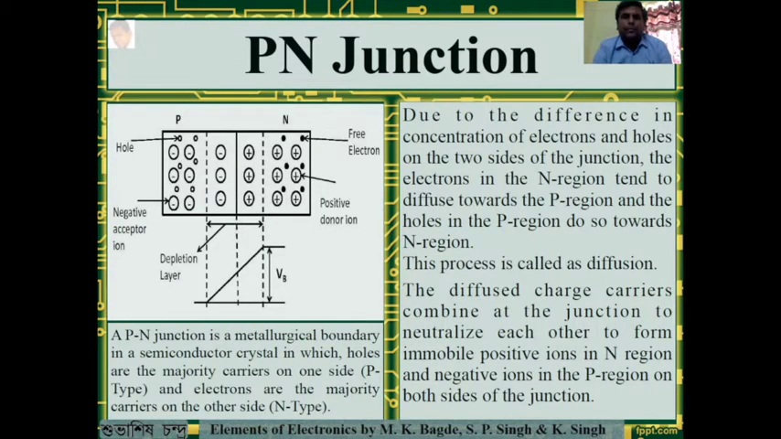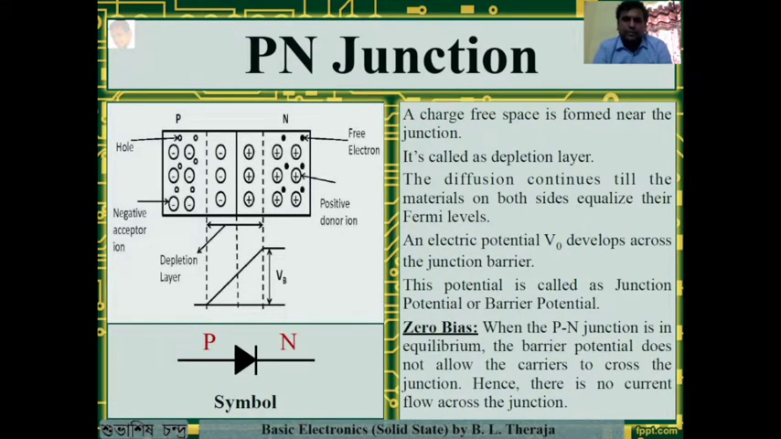Then if you join them and a metallurgical junction is created, that junction is called the PN junction, and in the PN junction the P type has holes and the N type has electrons, and in the center there are no free charges, and hence it is called the depletion layer, and in this depletion layer immobile ions are present. This is the symbol for the PN junction, and when you give no bias, that is when you don't provide any external electricity to it, no charge carriers travel from the P to N type or from N type to P type. So there is no current across the junction.